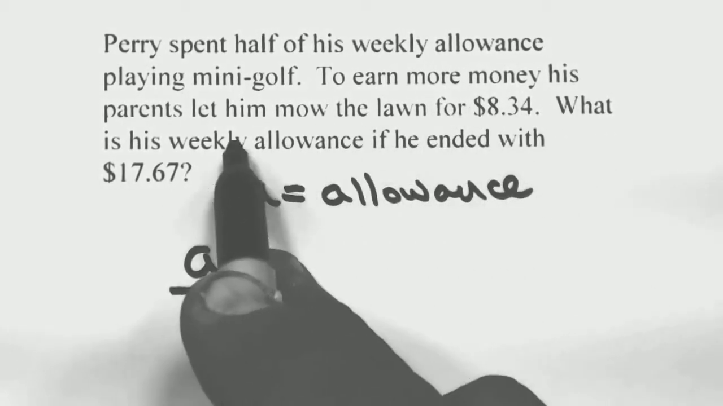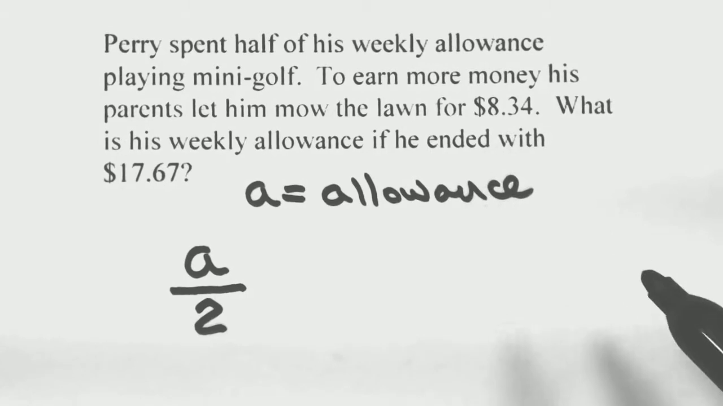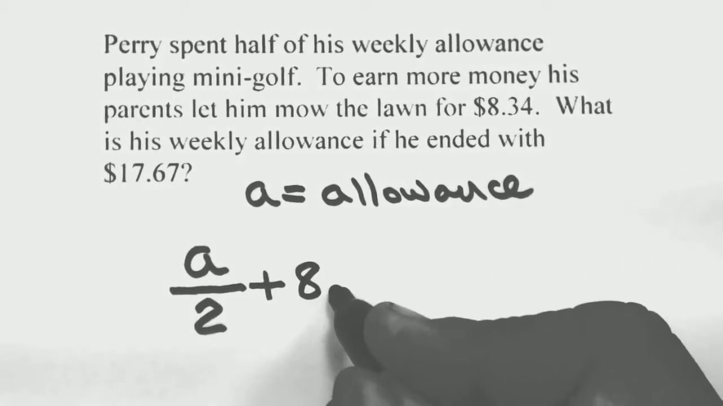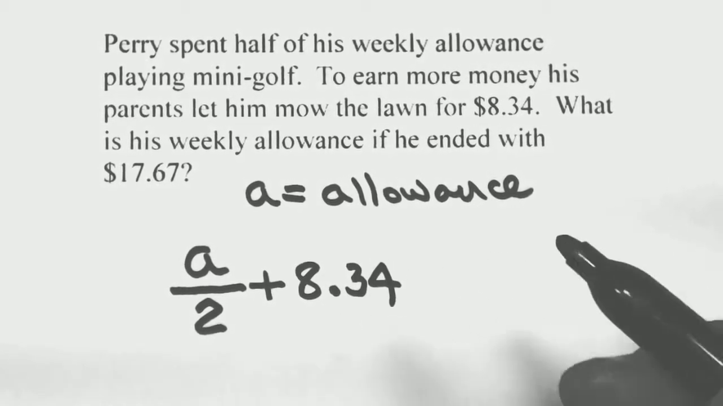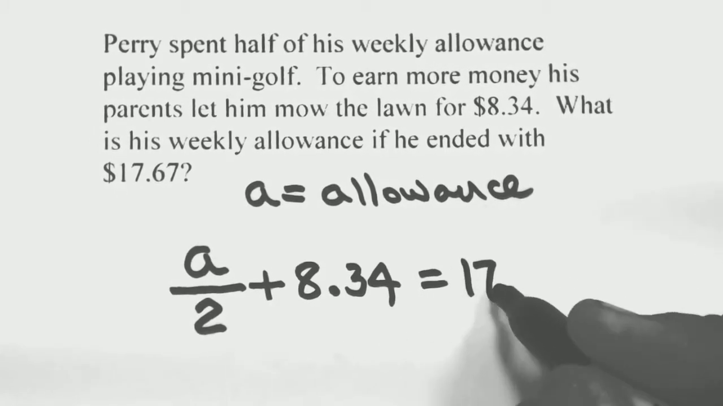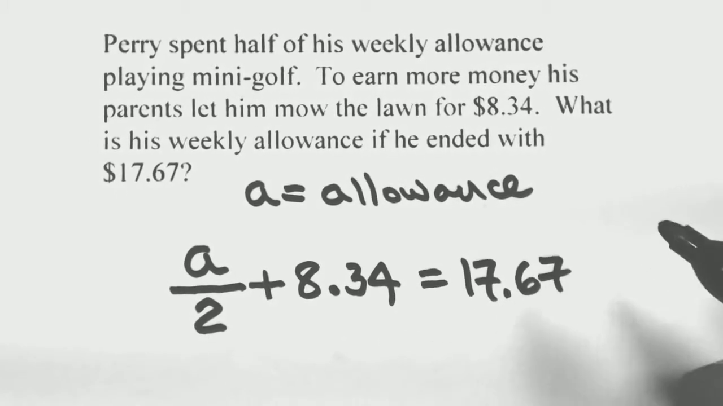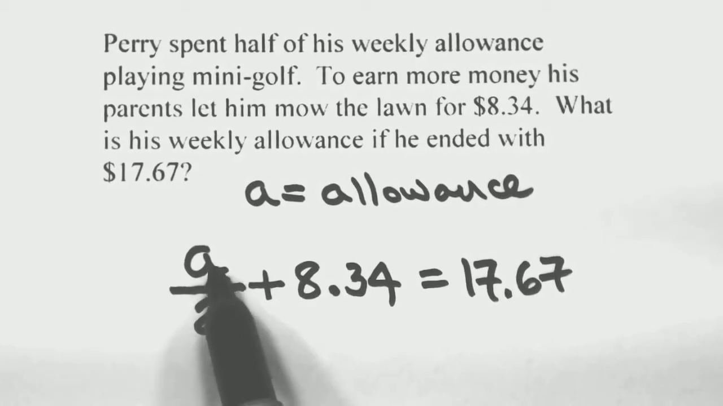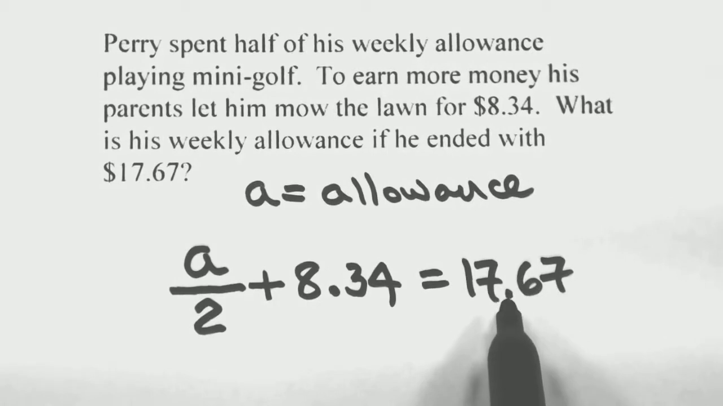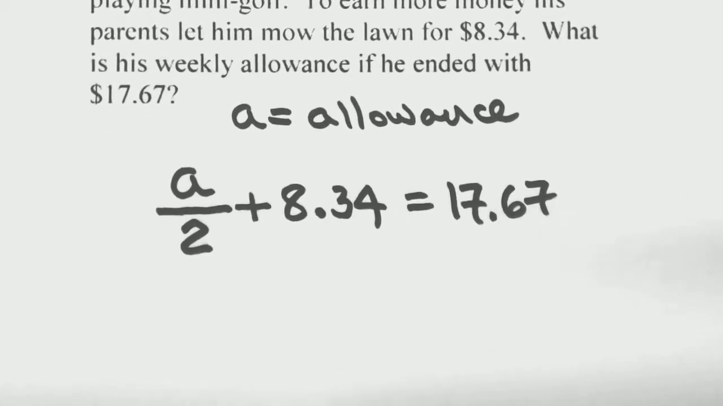To earn more money, his parents let him mow the lawn for $8.34. So, to what he had left here, we add $8.34. And it says he ended up with $17.67. Okay, so remember, half his allowance was spent playing mini golf. That means he had the other half left. Here's the other half he had left, plus what he earned from mowing the lawn has to equal the total amount of money he has at this moment. Okay, well, here's the whole thing set up.